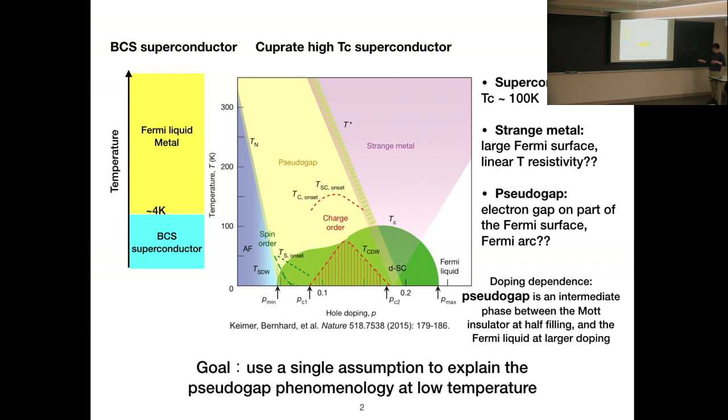And that's still a puzzle. Then at lower temperature, below this T star temperature, we have the pseudogap phase. This is a phase where we gradually lose the Fermi surface. It's like part of the Fermi surface has a gap.